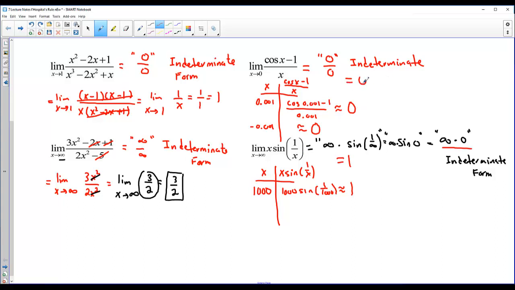I never finished off this problem. So this limit is equal to 0. This limit is equal to the number 1. And so that's a quick review of limits and talking a little bit more about indeterminate forms.